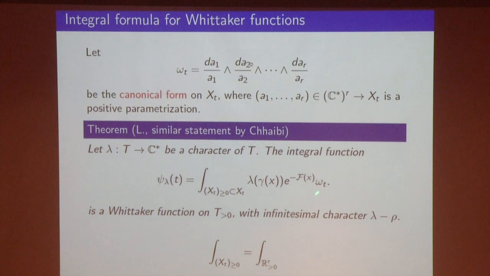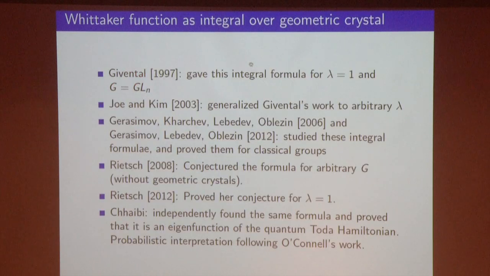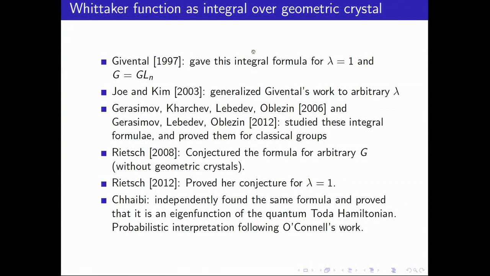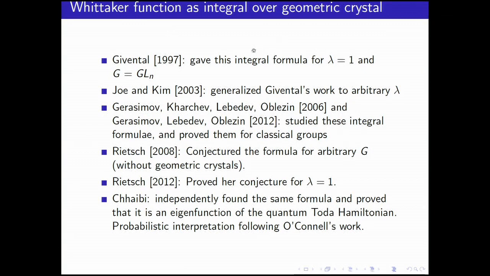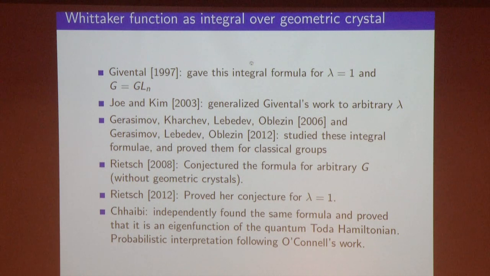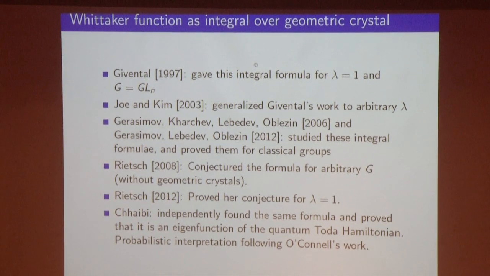Okay. So I'll talk more about how to think about this integral formula in a moment. But let me first say, as far as I know, the history of this formula. Givental first wrote down this formula to give evidence for one of his mirror symmetry conjectures for Fano manifolds. Basically, it corresponds to the case lambda equals 1 and G is GL_n. Zhou and Kim generalized this to arbitrary lambda. These two cases correspond to quantum cohomology and equivariant quantum cohomology, changing lambda from the trivial character to an arbitrary character. There was a series of papers by Gerasimov, Kharchev, Lebedev, and Oblezin, who intensively studied these integral formulae. They proved them for classical groups and proved many integral identities.